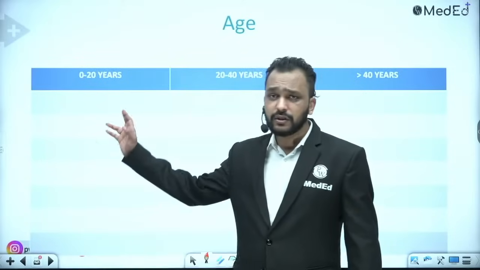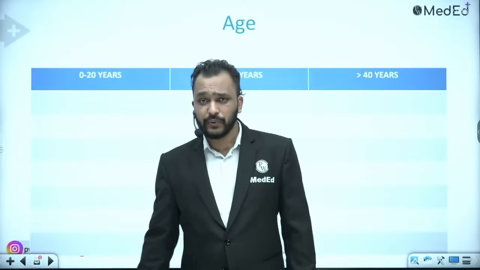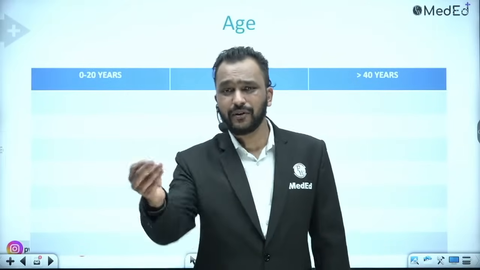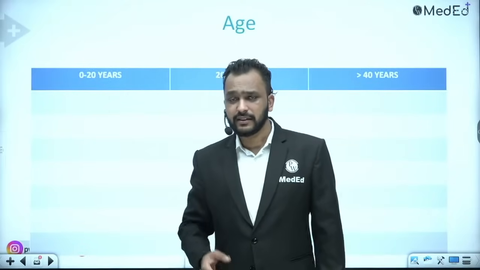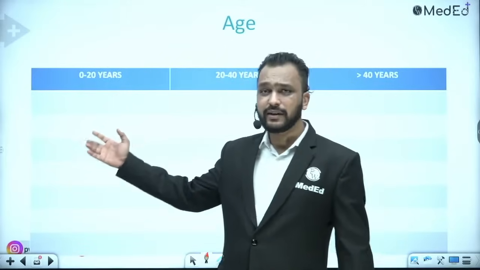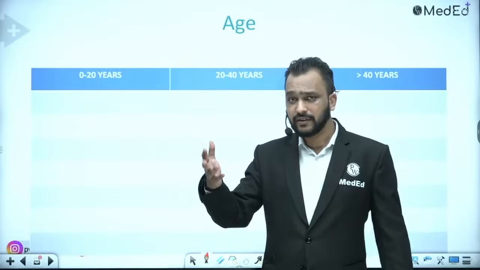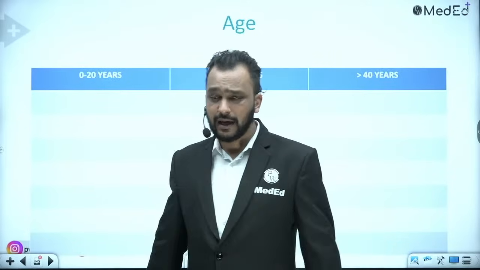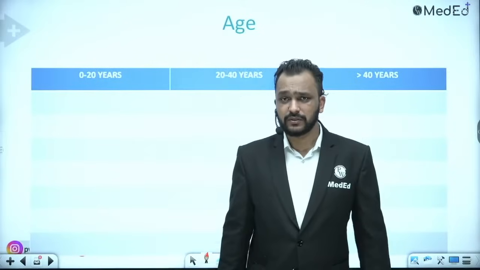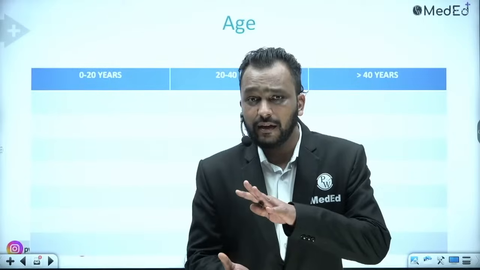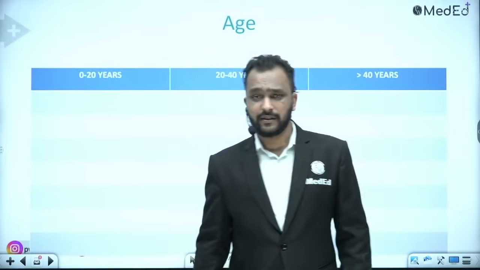So the tumors which are common between 0 to 20 years of age. So these are your simple bone cyst, aneurysmal bone cyst. Then your osteoid osteoma, these are common in less than 20 years. Chondroblastoma, which we will discuss, is present in the epiphyses of the long bones, and it is common in less than 20 years of age, before skeletal maturity.